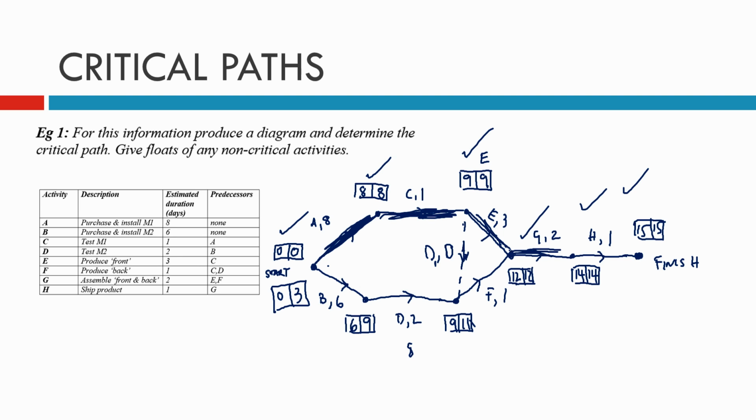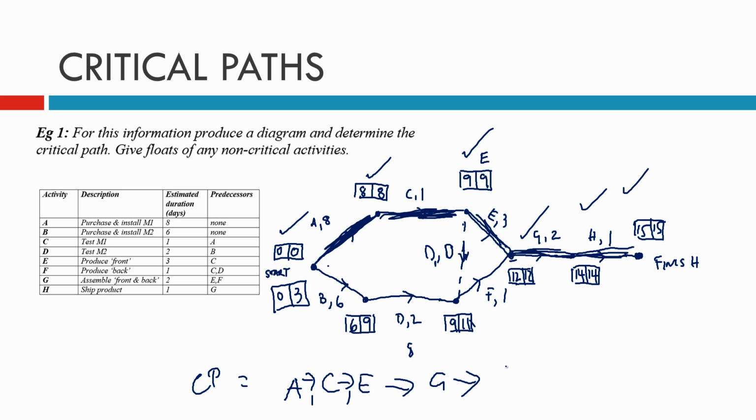So there we all are. And critical path, we'll just put capital C, capital P for critical path. And we'll go, it's A to C, sorry, to E, to G, and to H.